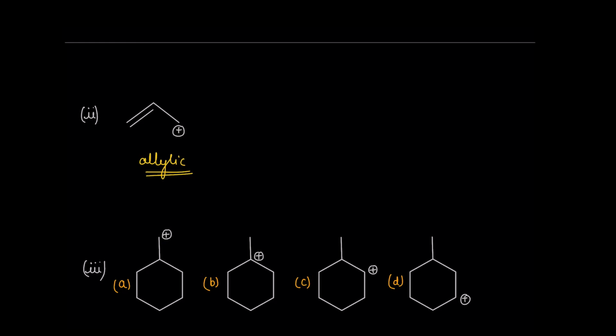In question number 2, we have this allylic carbocation. So here we can see this multiple bond is resonance stabilizing the carbocation. So what we find is we'll get this resonating structure. Okay, and the hybrid would be something like this.